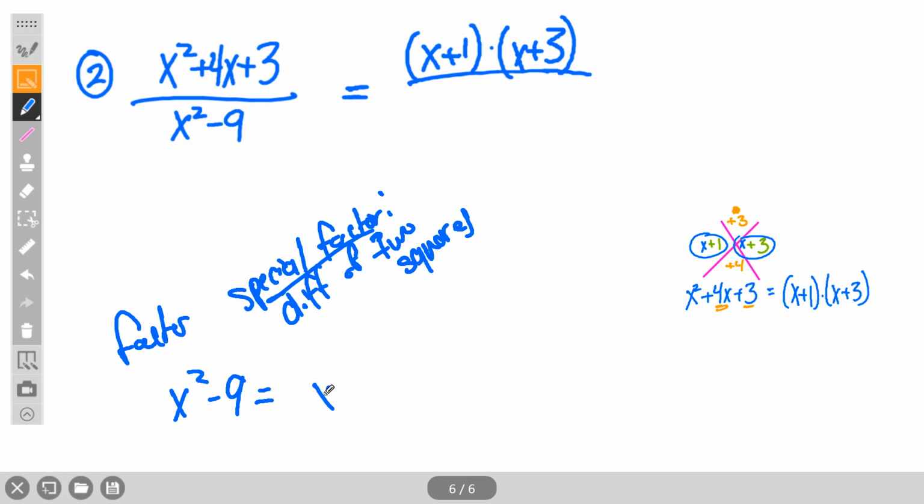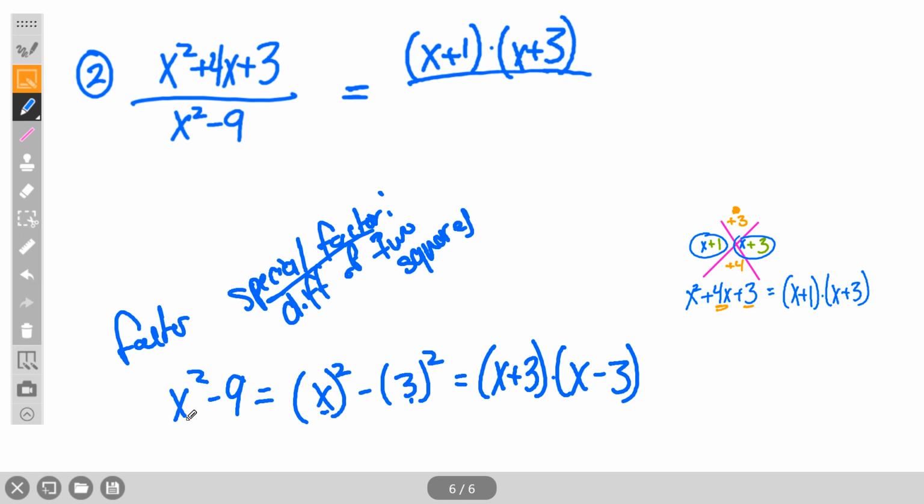So this is x to the second power minus 3 to the second power. And anytime you have a difference of two squares, it always factors into this plus this and this minus this. So this is x plus 3 and x minus 3. So that's the way that x squared minus 9 factors. So we say that that's x plus 3 and x minus 3.